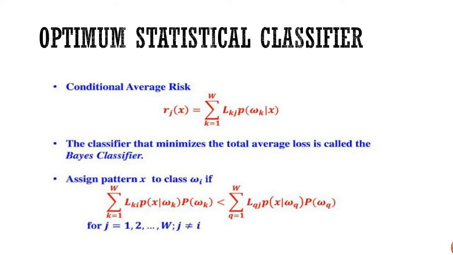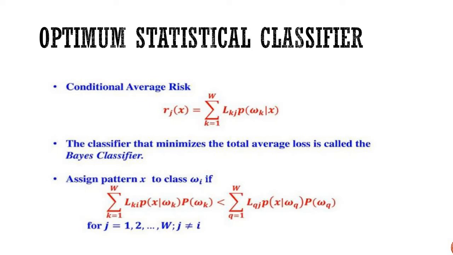As you know, pattern x may belong to any one of the W classes. Under consideration, the average loss incurred in assigning x to class omega suffix j is r suffix j of x. This equation is also called the conditional average risk. The classifier that minimizes the total average loss is also called the Bayes classifier.